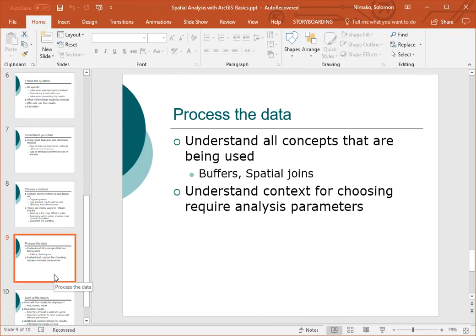So processing the data, understand all the concepts that are being used. So are you going to use buffers? Are you going to use spatial joins? Are you going to do some sort of attribute joins? Or you may even have to convert vector data to a raster, because the method that you choose requires your data to be in a raster, meaning you have to transform the data from the vector format to the raster format. So that's some of the things you have to do.